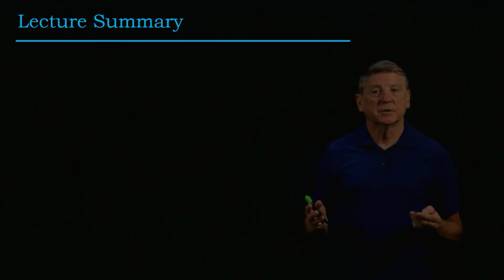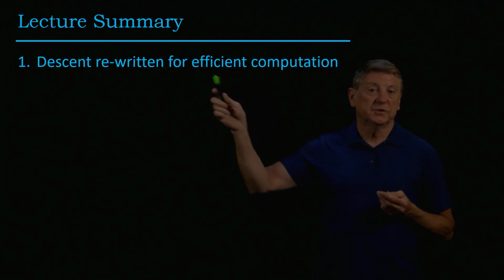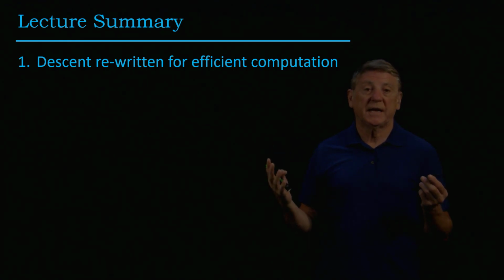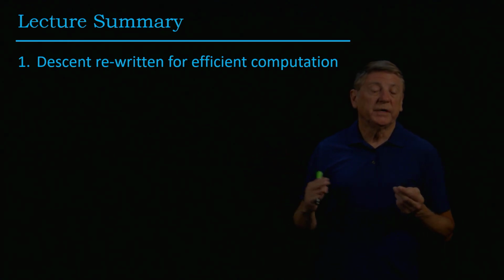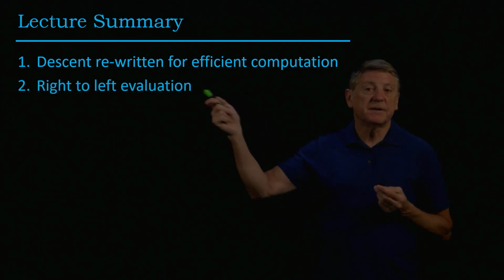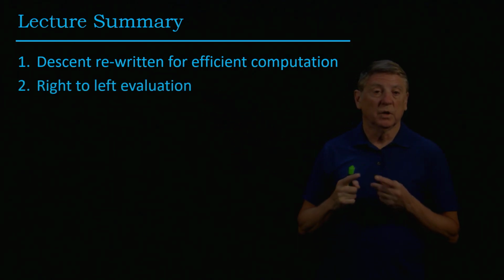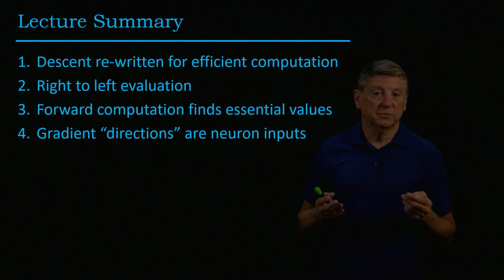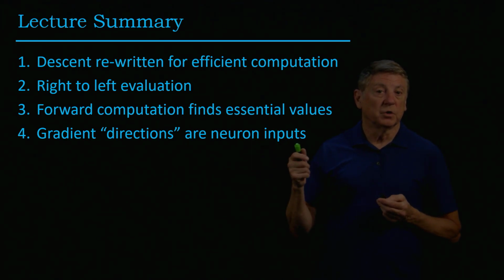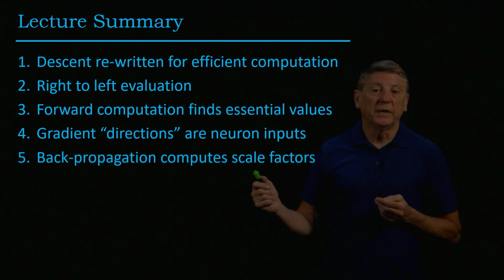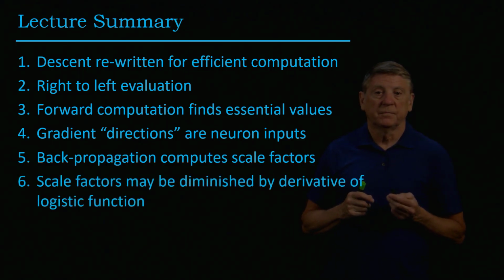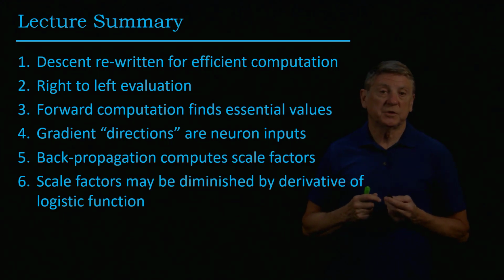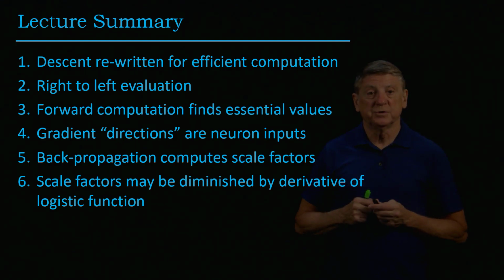What have we learned in this lecture? Well, what we did was we rewrote descent so that it can perform the computations efficiently. Instead of trying to do one gigantic differentiation, what we're doing is we're breaking it into pieces. And this is effectively a right-to-left evaluation of the chain rule when we've composed all of the layers together. The forward computation finds the essential values. The gradient directions are the neuron inputs at each layer. And what we're doing is we're back propagating scale factors. These scale factors can be diminished by the derivative of a logistic function, and as we saw in one example, this effectively produces a vanishing gradient.